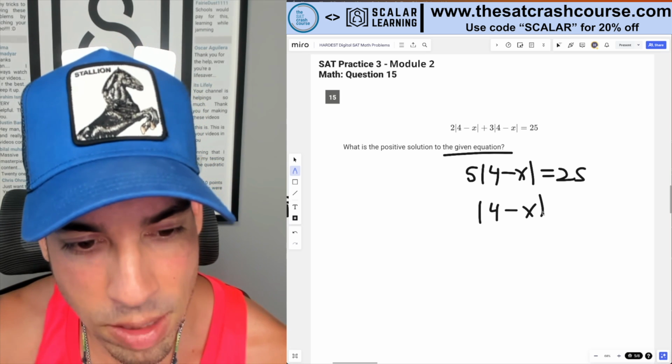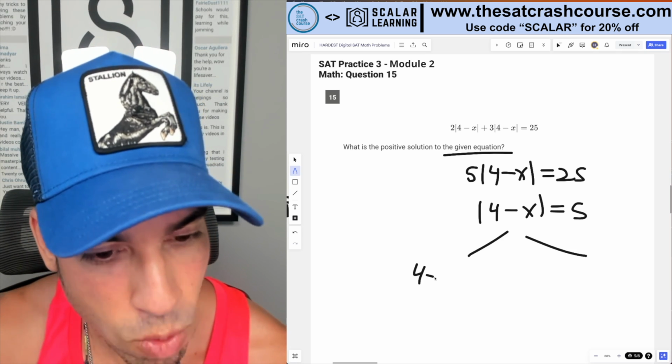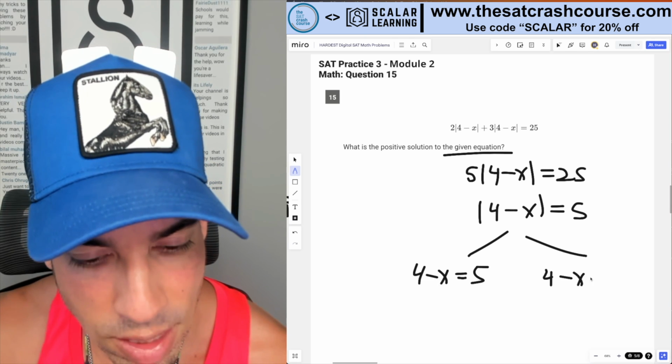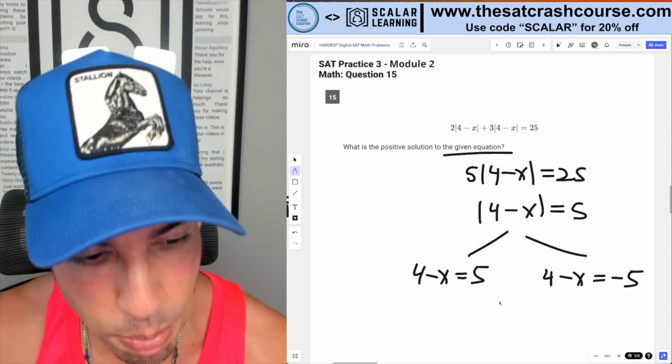Absolute value of 4 minus x is equal to 5. Now we can split, and then I've got 4 minus x is equal to 5 and 4 minus x is equal to negative 5. That's when we have absolute value. We always bifurcate or split, right?